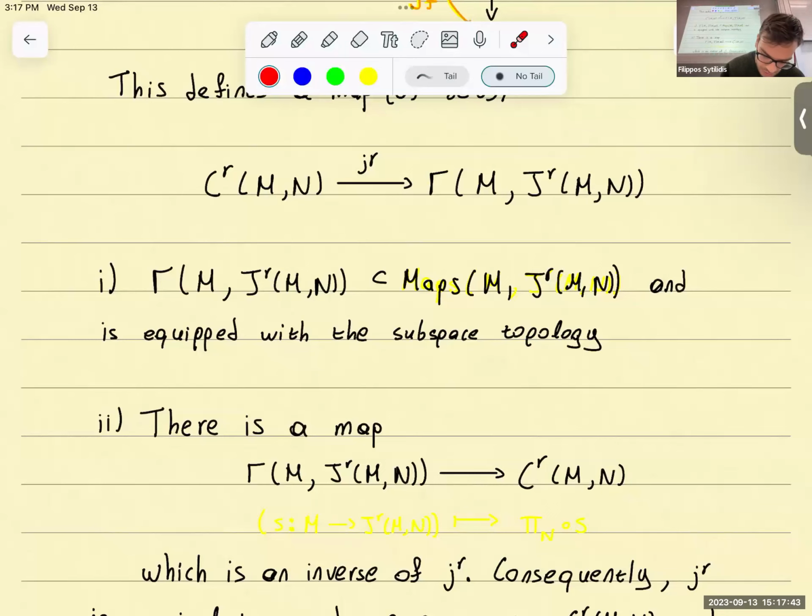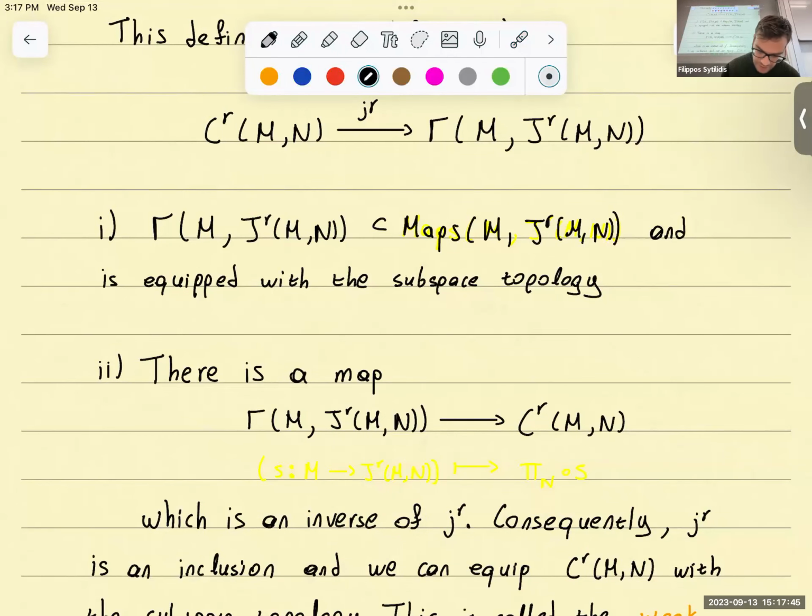Just to see the inclusion bit, I have a map going the other way around. What does the map that goes the other way around do? It takes a section, that's a map from M to J^r(M, N). Oops, sorry, M comma N. Well, it just precomposes with the projection at N. Right? Remember this fiber bundle.